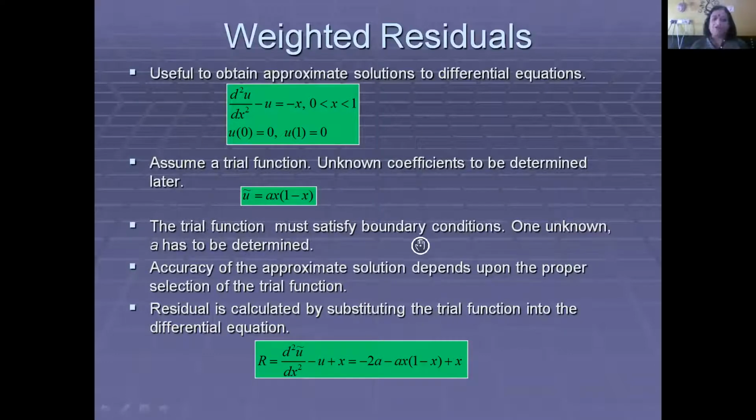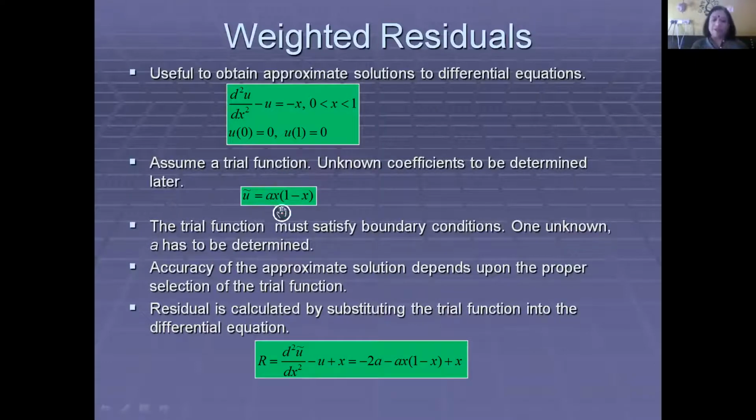So I need to firstly intelligently choose a trial solution. Right now, I'm not going to talk about how to choose the trial solution, but we do understand that the accuracy of my approximate solution, so the error between my exact solution and my trial solution, will largely depend upon the choice that I make of a trial solution.